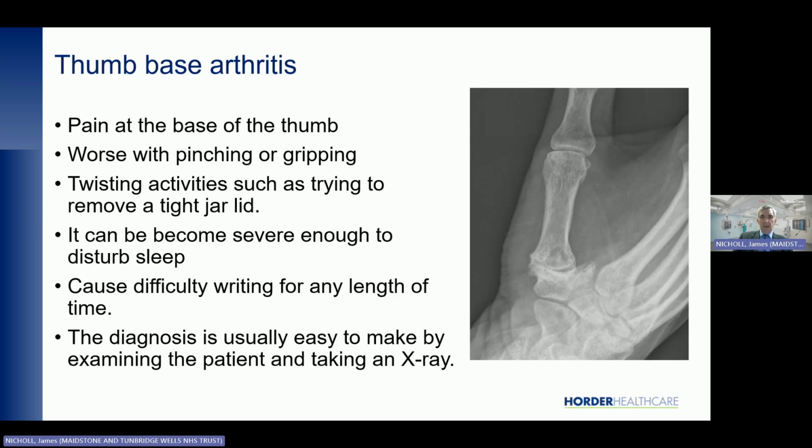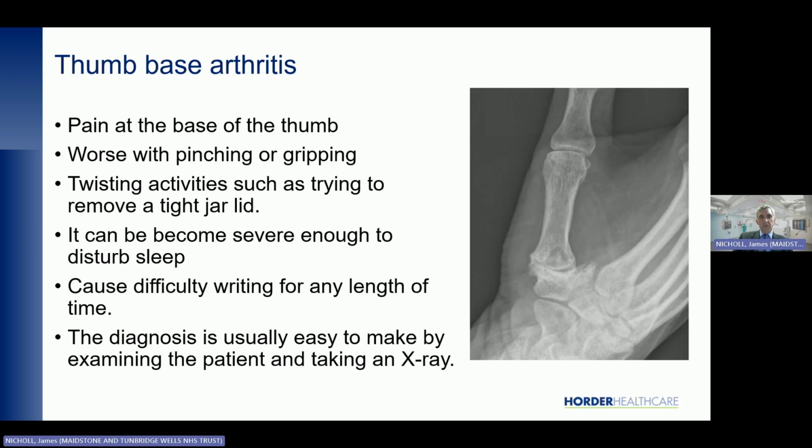The pain is often aggravated by pinching between the thumb and index finger, so pegging out washing or using a key, and gripping movements. So trying to remove the lid from a jam jar or a bottle top is often painful, and because it's painful, the hand becomes weak. And I had a patient in my clinic here this afternoon who had arthritis in his joint, and he said, it's embarrassing. I have to give my wife the jam jars to open now. I can't do it because my thumb is so sore.